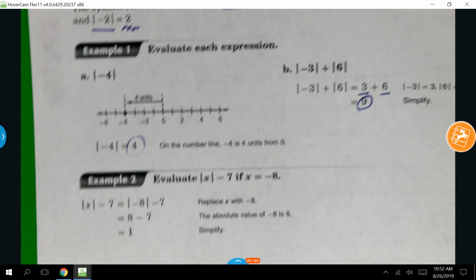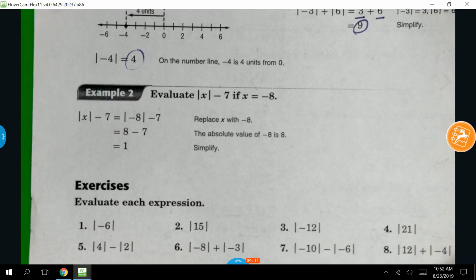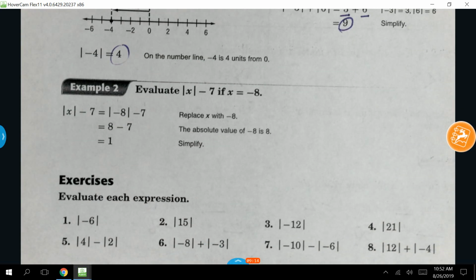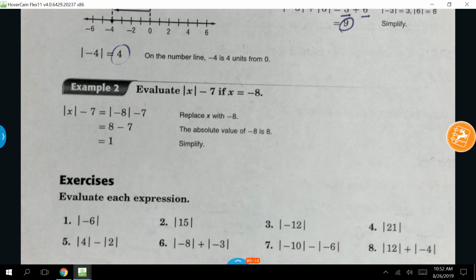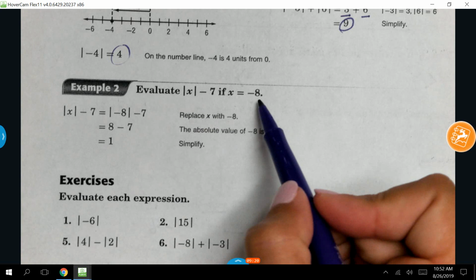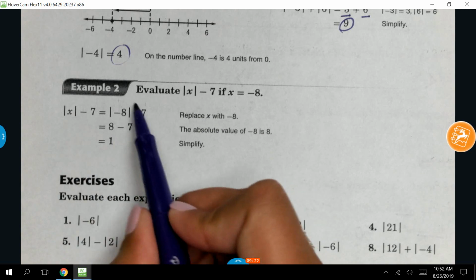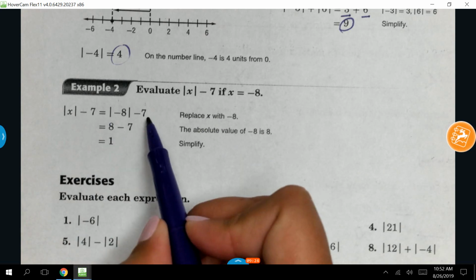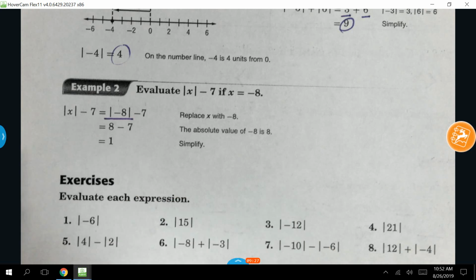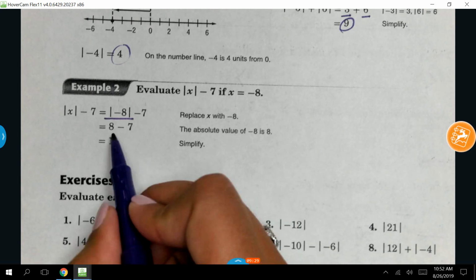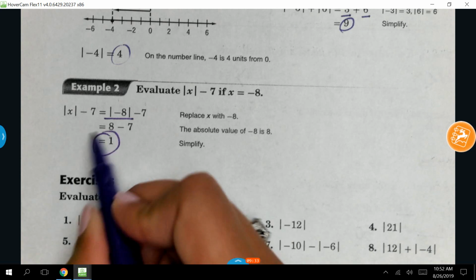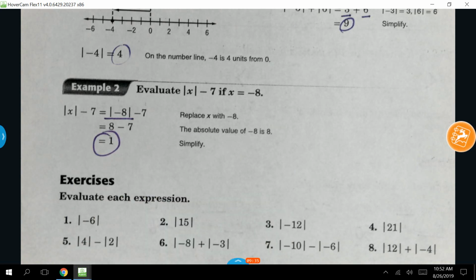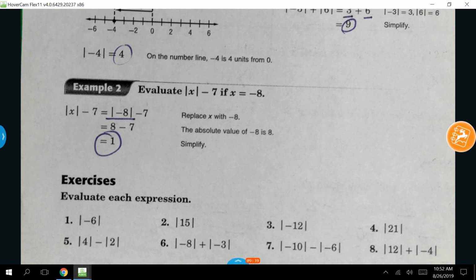Same for example number 2. We're just bringing that substitution method in that we learned last week. Evaluate the absolute value of x minus 7 if x is negative 8. So I'm going to plug in negative 8 for x. So that gives me absolute value of negative 8 minus 7. I've got to solve the absolute value first. So that gives me a positive 8. And then I still have minus 7, which gives me an answer of 1. Questions? Okay.